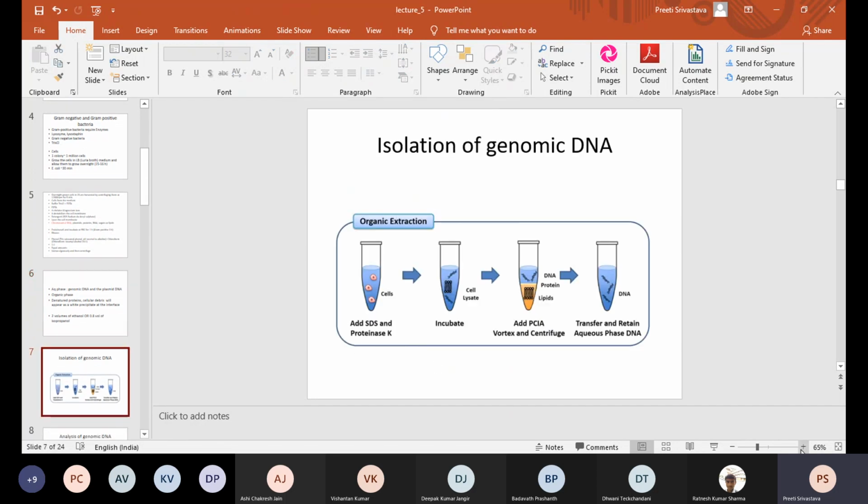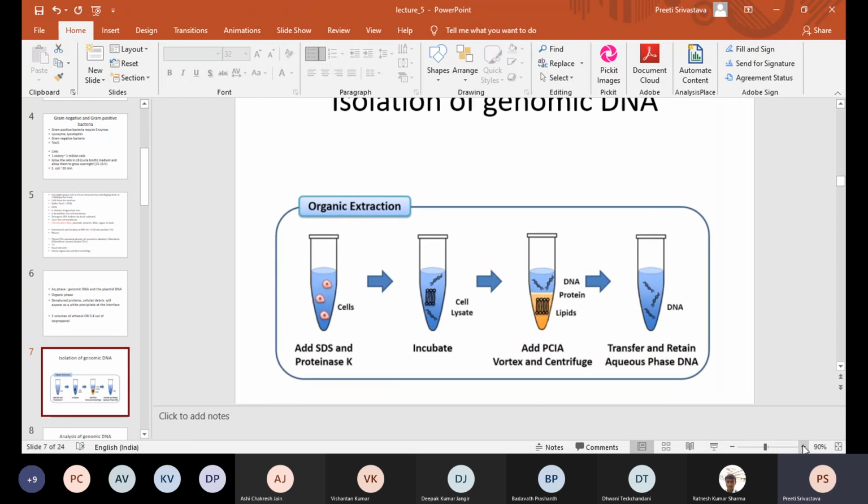This is the figure which will make things a little clearer. You have cells, and the treatment with Tris-Cl EDTA is not mentioned, but you do it in the case of gram-negative bacteria. In the case of gram-positive bacteria, you treat with enzymes, lysozyme or lysostaphin, in the presence of Tris-Cl and EDTA. This is followed by adding SDS and proteinase K.